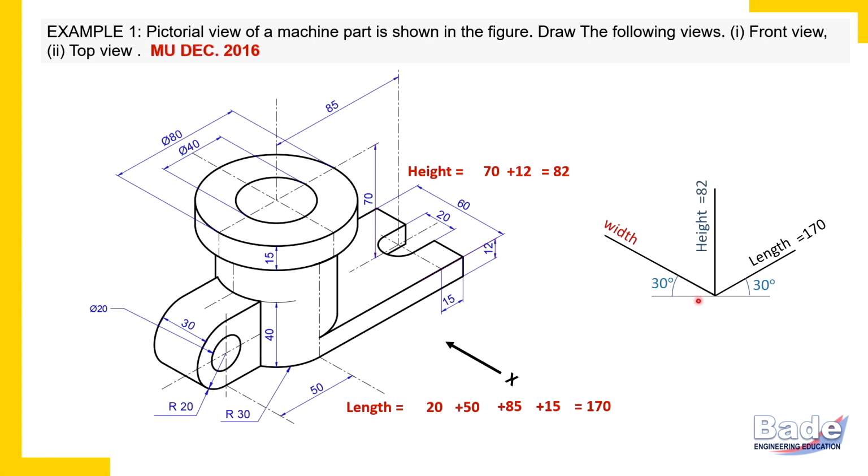And now overall width of the object, that is nothing but diameter of this highest portion of the object. And that diameter is 80 millimeters. That is the widest portion of the object. So total width is 80 millimeters. So this is how we have identified overall length, overall width and overall height of the object.